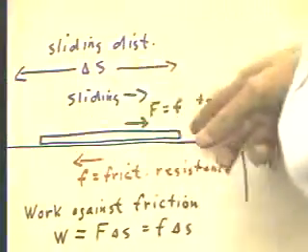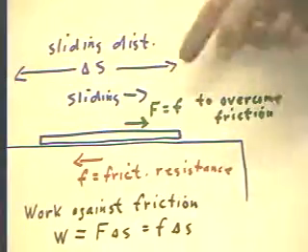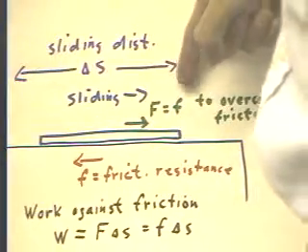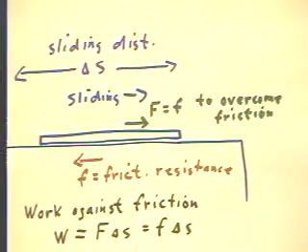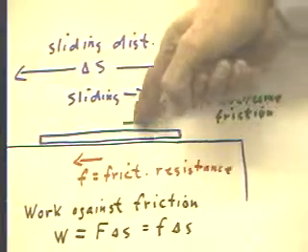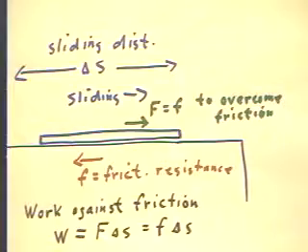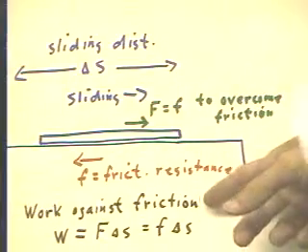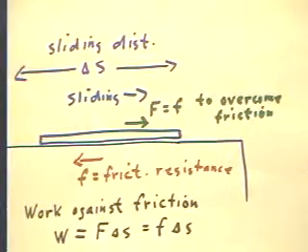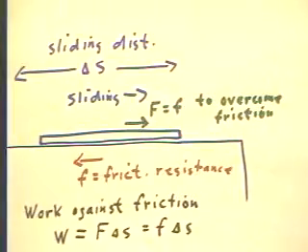In order to continue sliding, we have to overcome the force of friction. So the rail itself has to exert a force equal to the force of friction, but in the opposite direction. So it has to exert a force F to overcome friction. So the big F, which stands for the force exerted by the rail, equals a little f of friction. Then we see that the work it does against friction is the work equals force times the displacement. And that's just the frictional force times the displacement.